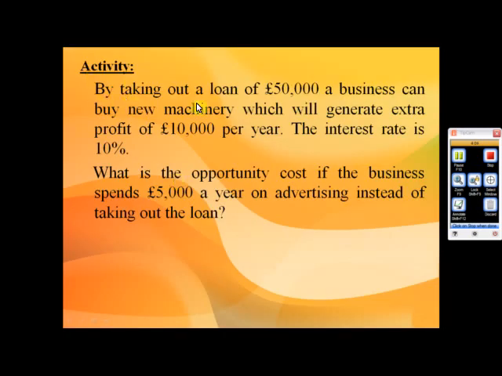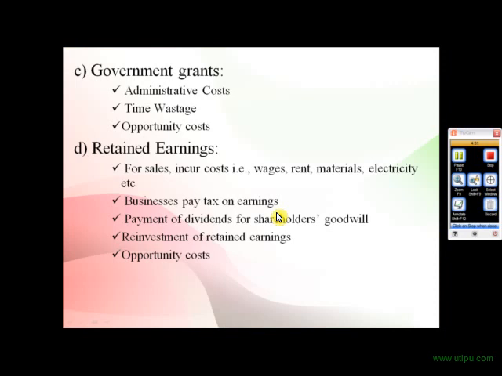By taking out a loan of 50,000, a business can buy new machinery which will generate extra profit of 10,000 per year. The interest rate is 10%. What is the opportunity cost if the business spends 5,000 a year on advertising instead of taking out the loan?